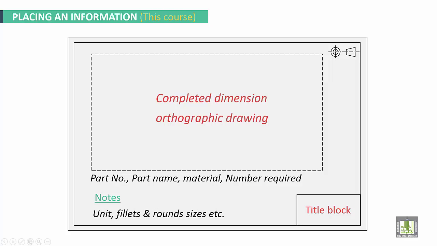Placing of information used in this course. We have here a completely dimensioned orthographic drawing. Here, part number, part name, material, number required. As notes, we use unit, fillet, rounds, size, etc. And here we find the title block.